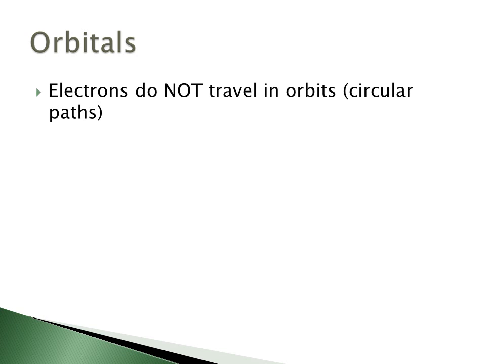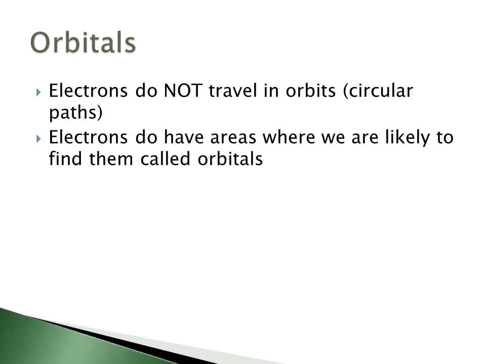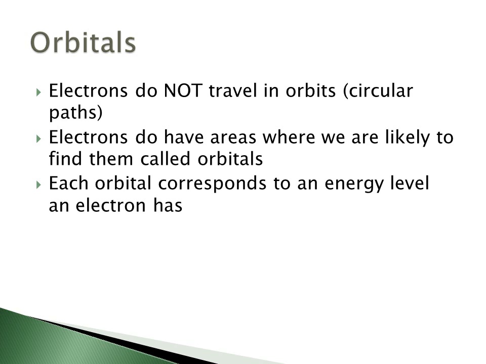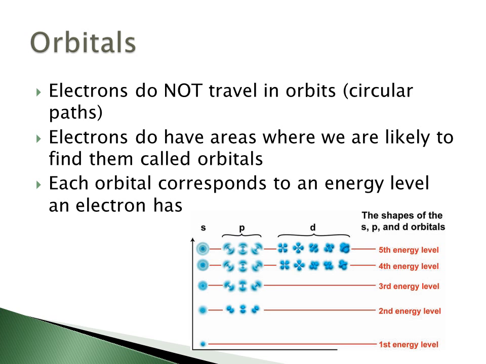So now we're going to bridge into this idea of orbitals. Electrons do not travel in orbits or circular paths. They're in these areas or clouds where we're likely to find them, and we call these areas orbitals. I know orbit sounds like orbitals, but they have nothing to do with each other. They're not alike in any way. An orbital is corresponding to an energy level that an electron has. And the shapes of orbitals can be really funky weird. They're not just these round spherical shapes that we normally think of.